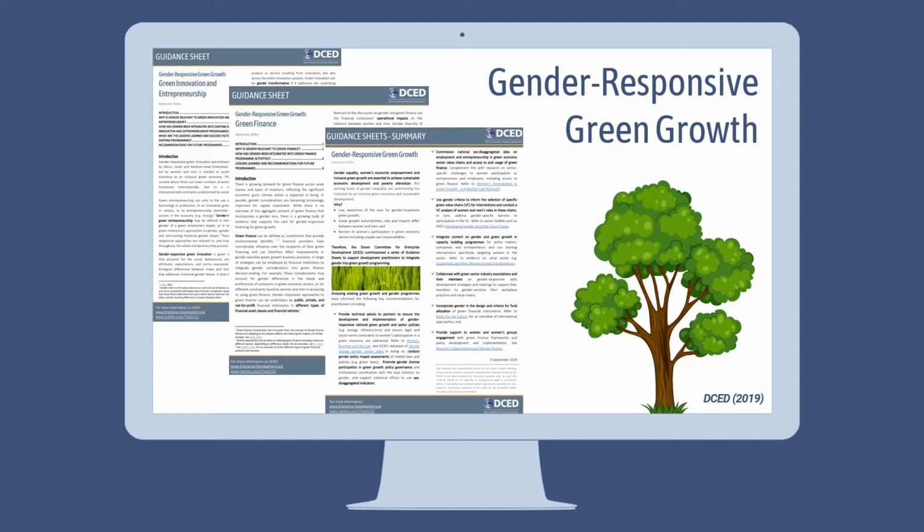For example, we have a series of guidance sheets on gender-responsive green growth from 2019, including a 1-page summary. In this series, one of the key takeaways is that general science and technology skills development for girls increases gender equality in green economy sectors. Another is that gender differences in barriers of access and use should be explicitly considered when designing green finance products.